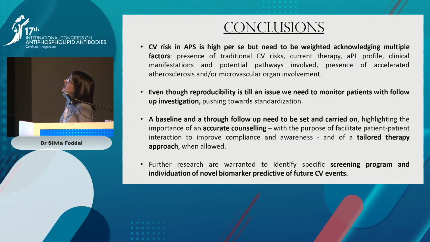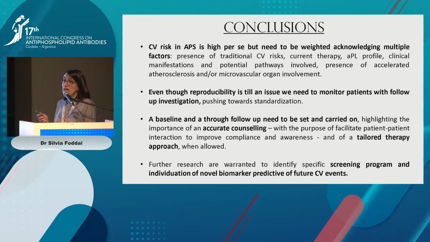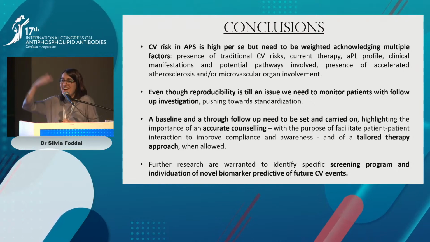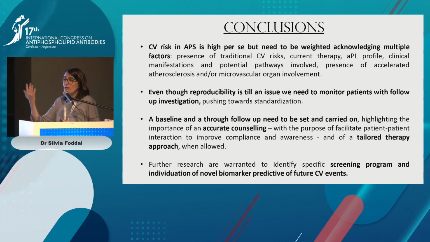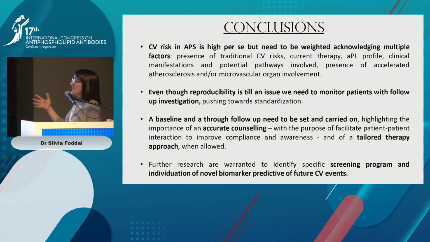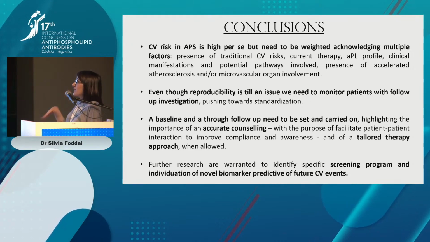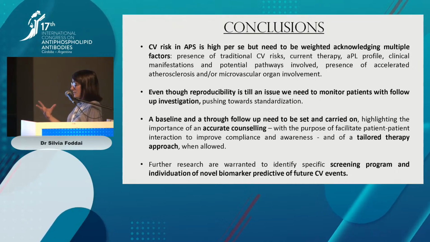So in conclusion, cardiovascular risk in APS is high, really high per se, and it is the result of multiple factors that need to be acknowledged in order to assess correctly the level of risk in our patients. What we need right now is to implement the reproducibility among the exams that we are performing in order to assess the risk, and a correct baseline and a thorough follow-up need to be set and carried on in order to have a patient that is with us and follows our counsel.